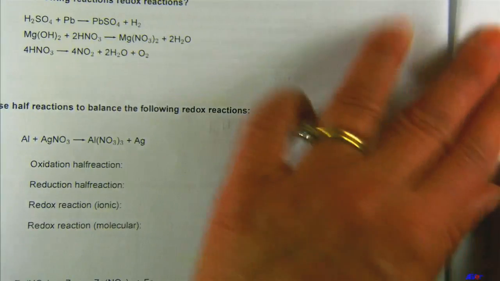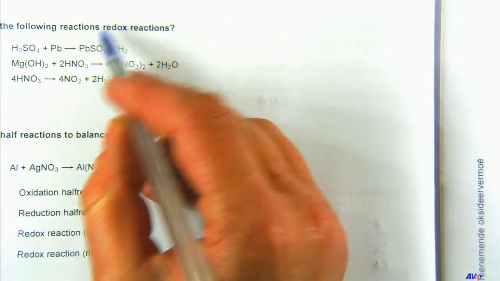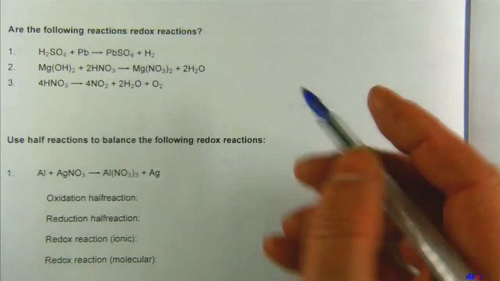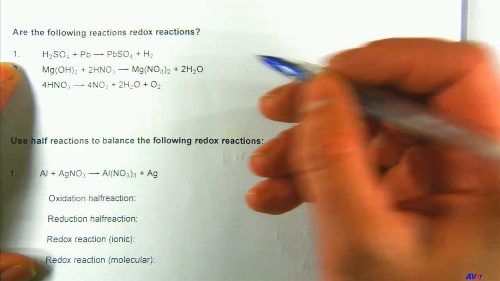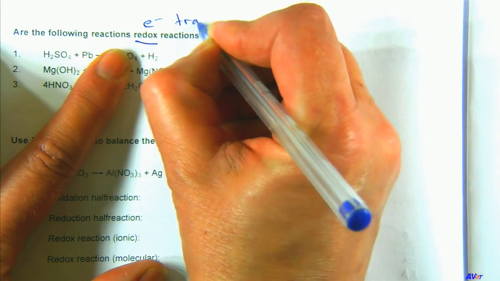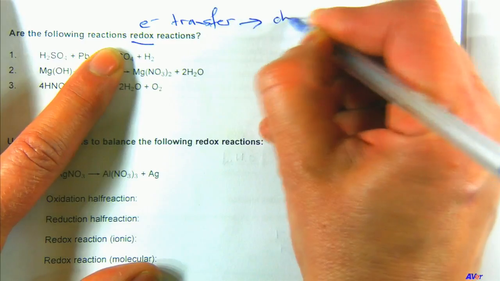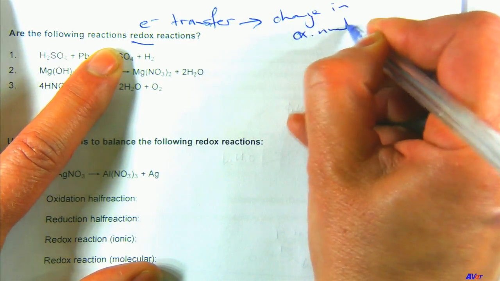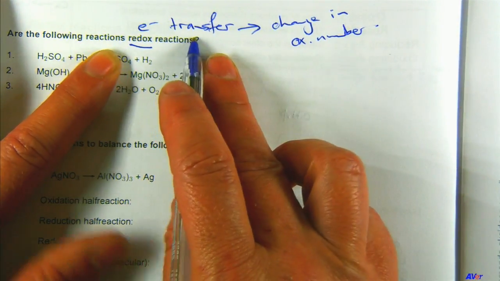Quickly, on the next page. We've talked about this. I want to ask you, are the following reactions redox reactions? Tell me, is the first one a redox reaction? A redox reaction is one where there is electron transfer, and I will see it because there will be a change in oxidation number. There must be a change in oxidation number to show me that there is electron transfer.